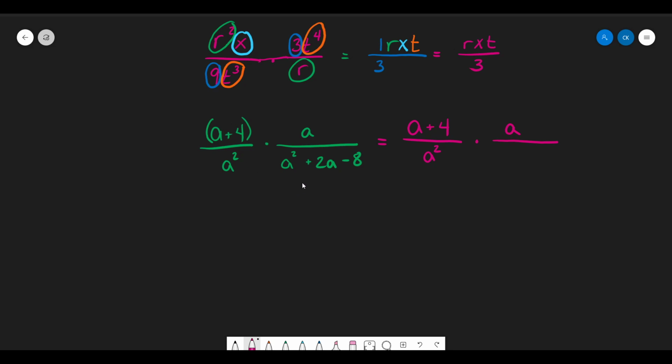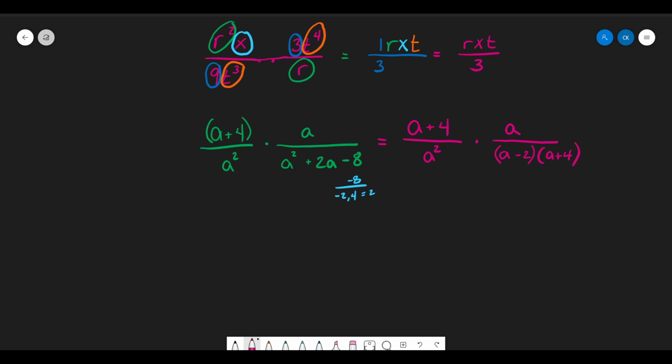But now I have the a squared plus 2a minus 8. This is a trinomial. Trinomials have to be factored. So I use my trinomial factoring method: two numbers that multiply to get negative 8 and add to get 2. Two numbers that multiply to get negative 8 would be negative 2 and 4. And when I add those together, I do get 2. So this is going to factor out to be a minus 2 and a plus 4.